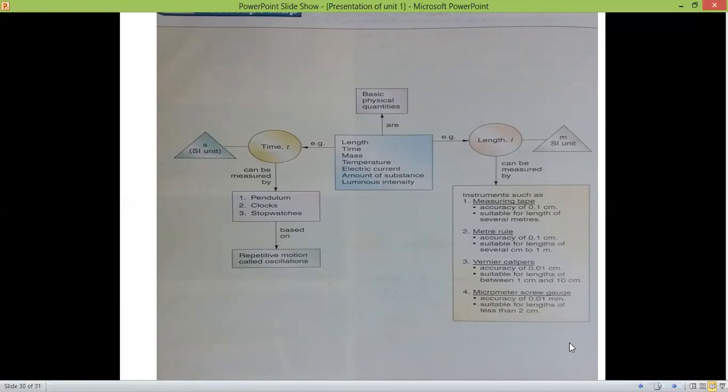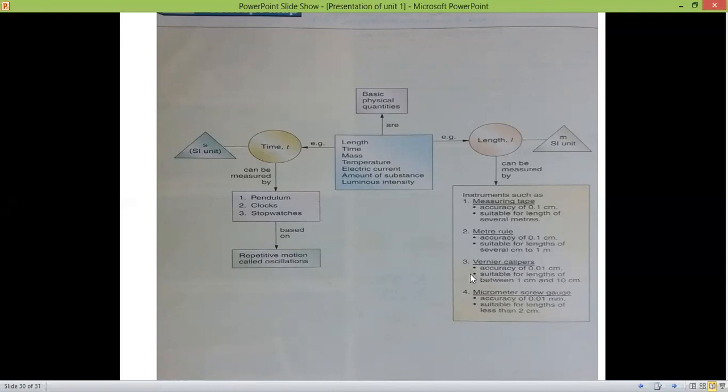So time is one of the base quantities, length is one of the base quantities, SI unit of length is meter. Instruments used for measurement of length are measuring tape. It measures length up to an accuracy of 0.1 centimeter, and it is used to measure lengths greater than 1 meter. Meter rule measures up to an accuracy of 0.1 centimeter. It is used to measure length between several centimeter to 1 meter.